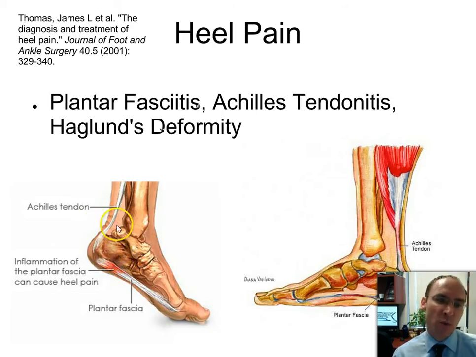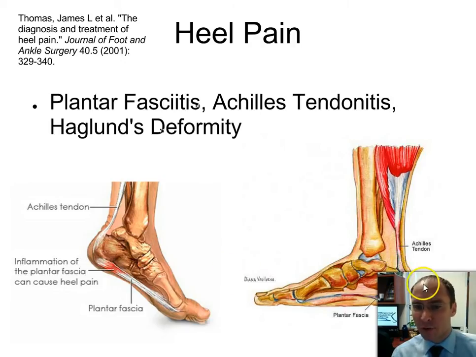For Achilles tendonitis, I don't usually do an injection. I usually recommend physical therapy. And for this Haglund's deformity, you'll see a big bump back here. Sometimes you can do a little bit of a cortisone injection away from the Achilles tendon if there's a bursa in there. But for the most part, we don't like to do that, just icing the area.